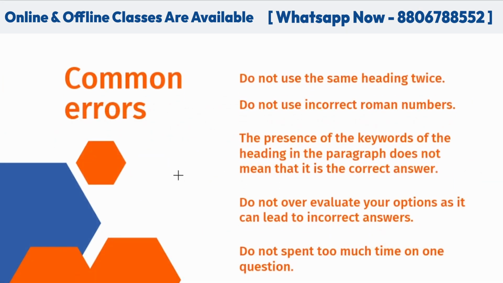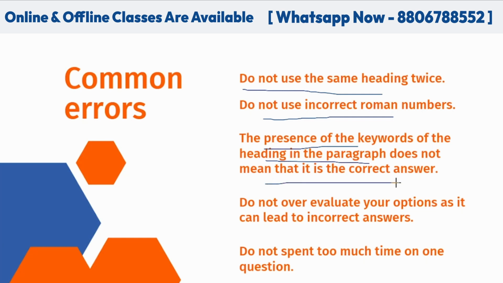Now let us look into some of the common errors which you can avoid. The first one is do not use the same heading twice. So each heading is for a particular paragraph, so you cannot use it twice. Do not use incorrect Roman numbers. So please check your Roman numbers when you are assigning them in the answering sheet. The presence of the keywords of the headings in the paragraph does not mean that it is the correct answer. So just because the keywords are present in the particular paragraph, it doesn't mean that that is the answer. So you need to evaluate, find out the main idea and then go about.